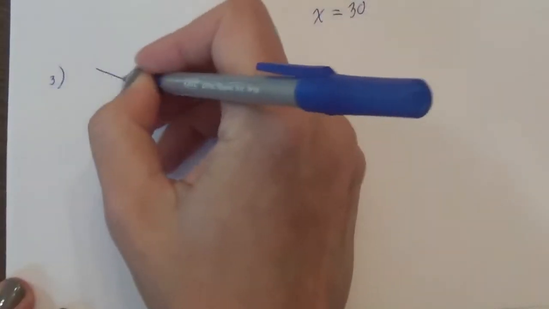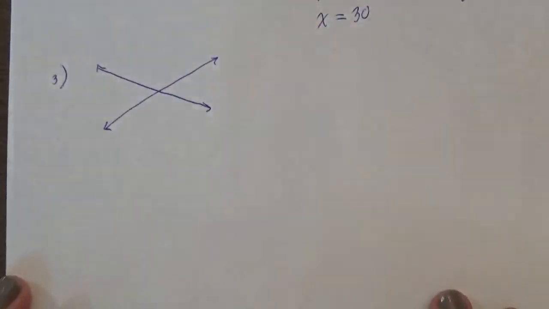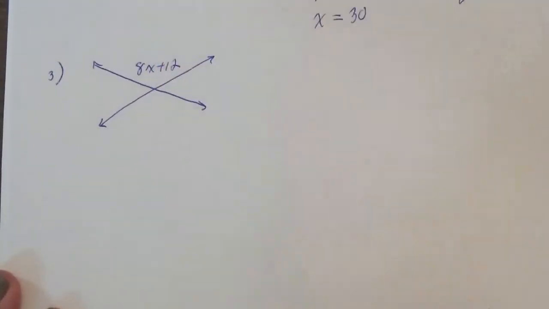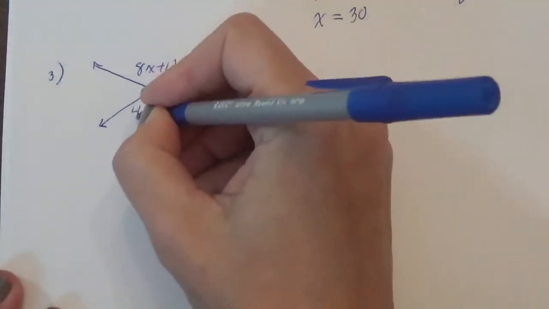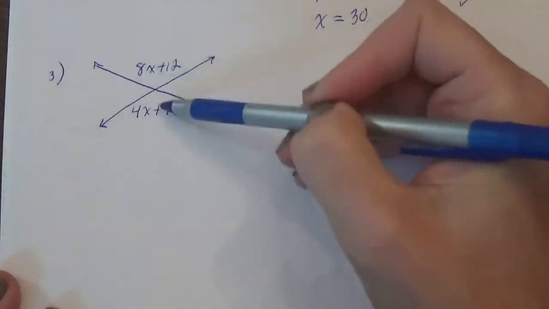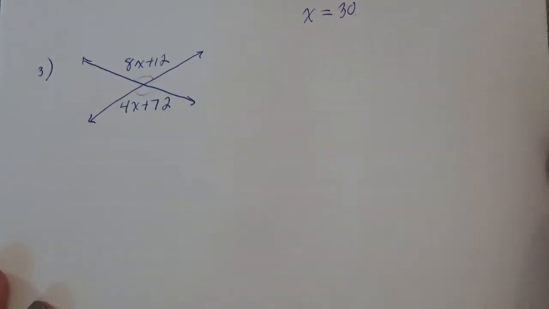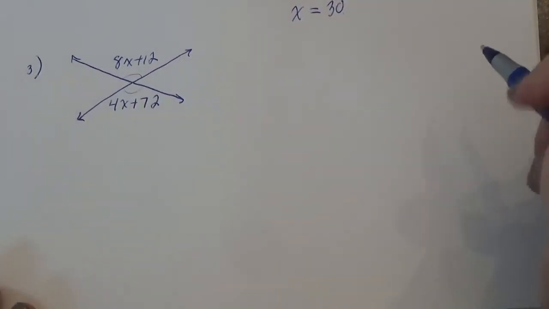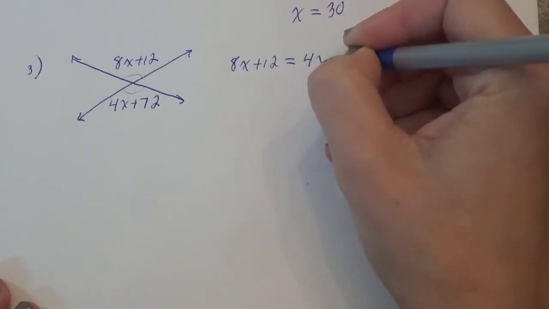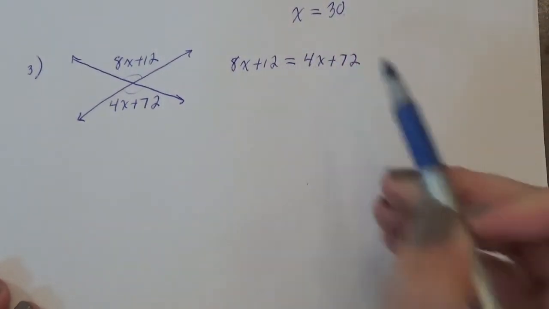The vertical one. So we're going to draw intersecting lines here. And let's say the top angle is 8x plus 12, and opposite that is 4x plus 72. Okay, so these are vertical, they're right across from each other. Here's an obtuse angle, it's going to be the same exact thing as this one. So can you think about what the equation would be? Hopefully you're thinking in your head, these two things are going to equal each other. So the 8x plus 12 is going to equal the 4x plus 72.